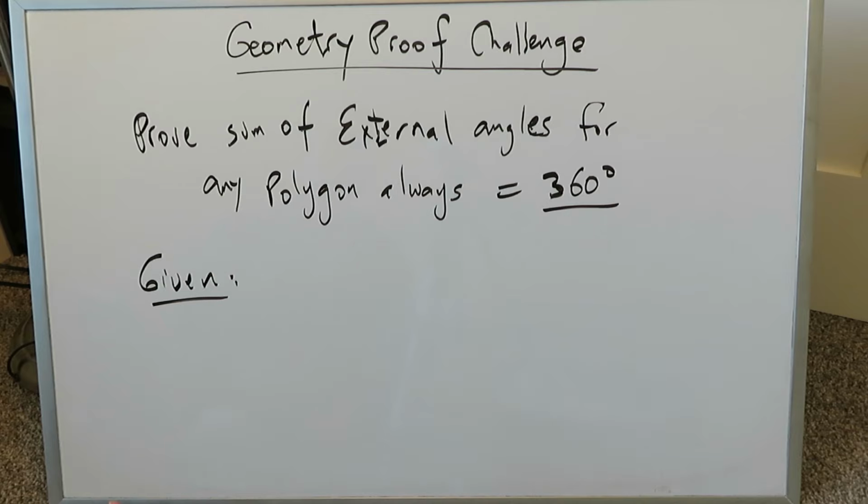We're looking here at a specific proof, or you can say verification procedure, which is frequently not performed. Geometry students normally end up missing out on this very important exercise. We have in this video to prove the following: that the sum of the external angles for any polygon always equals 360 degrees. What does that mean?